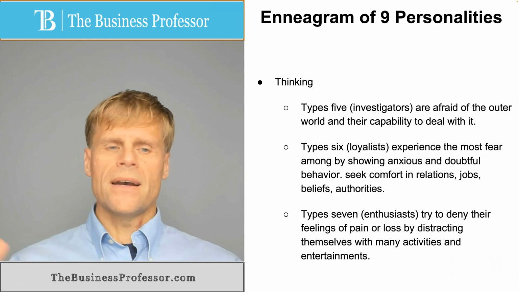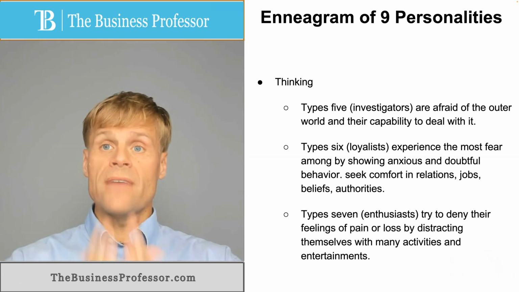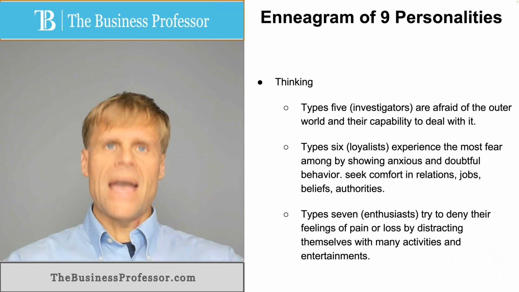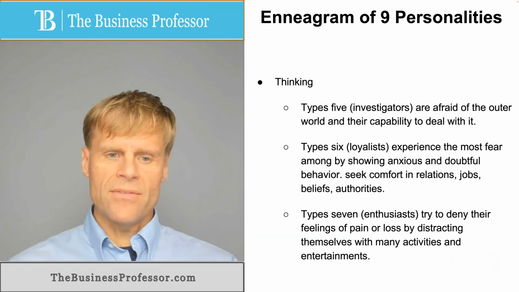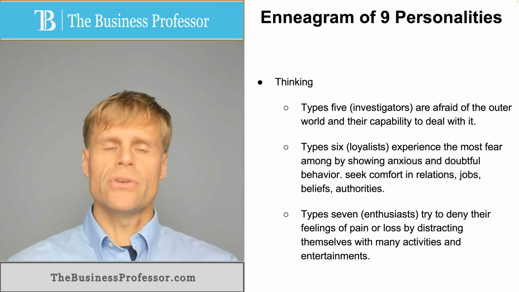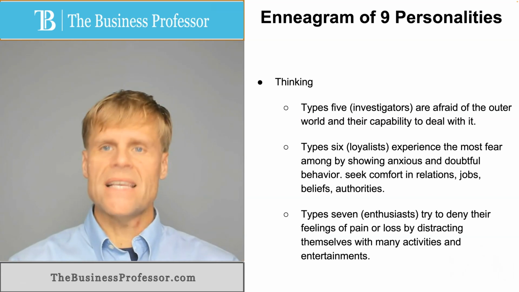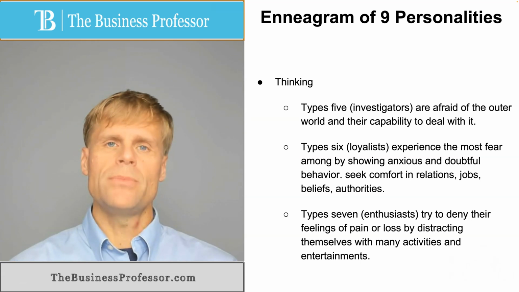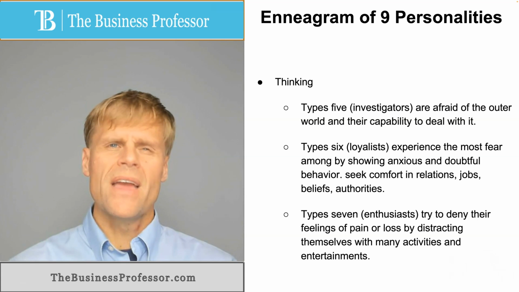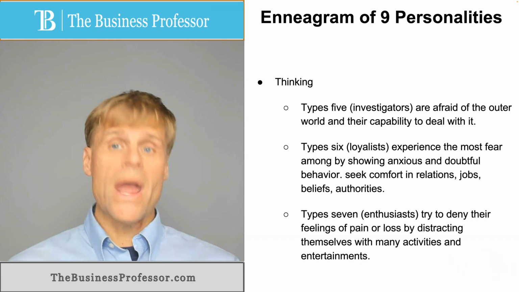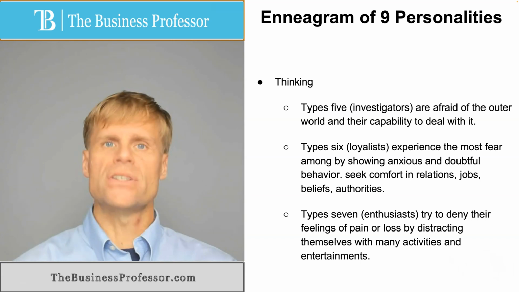Now, the thinking group: type 5 investigators are afraid to be outside of their comfort zone. They have difficulty in dealing with the outside world, so they stick to structure. Your loyalists, same way, show a lot of anxiety and doubtfulness in their behavior, so they gravitate towards jobs and people that give them comfort or structure. Even your enthusiast tries to deny feelings of pain or loss by distracting themselves with things that entertain them, these external activities.